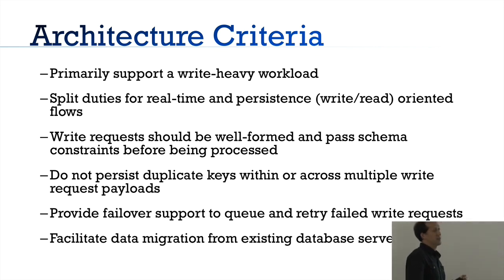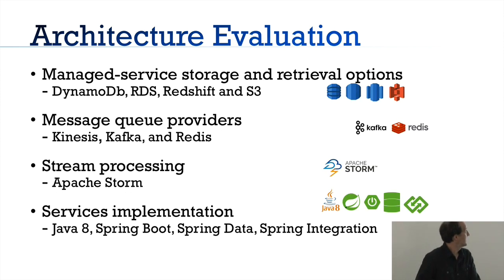We wanted to make sure that people were publishing well-formed data, not that they could just publish anything they wanted to, so the system needed to be self-protective. So we needed to verify that the data was valid. We didn't want to persist duplicates, so we needed to do duplicate detection. And if something in the system failed, we needed to be able to recover from that, understandably. And then we needed to be able to get their existing data, which was on the order of around 12 terabytes, migrated into our data system.